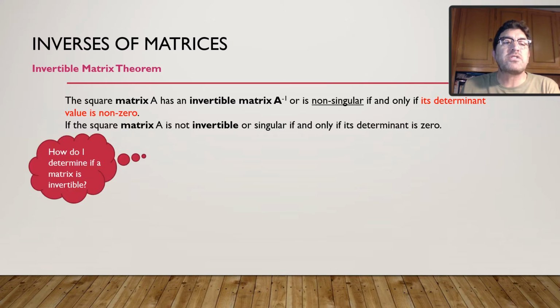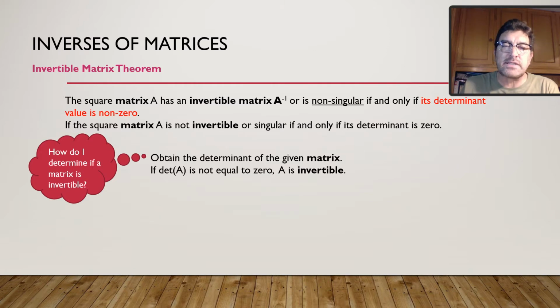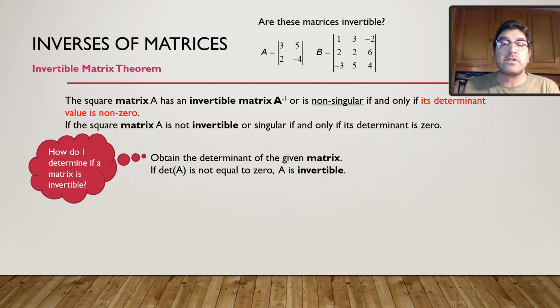So how do I determine if a matrix is invertible? Well, simple. You find the determinant of that given matrix. If the determinant is not equal to 0, it is invertible. Let's look at those two matrices at the top, a 2 by 2 matrix and a 3 by 3 matrix. For the determinant of the first one, we say 3 times 4 is 12. We say 5 times 2 and we subtract it from the 12, so the result is -22. It is an invertible matrix.